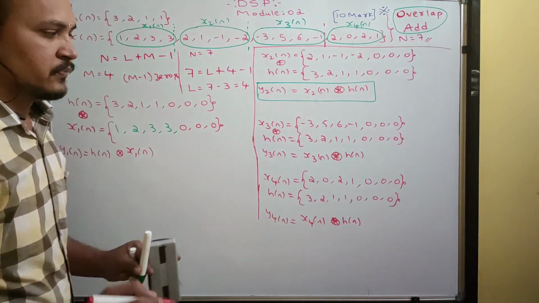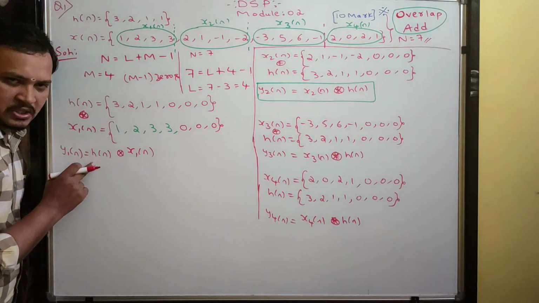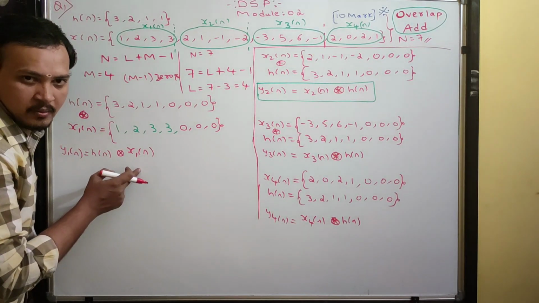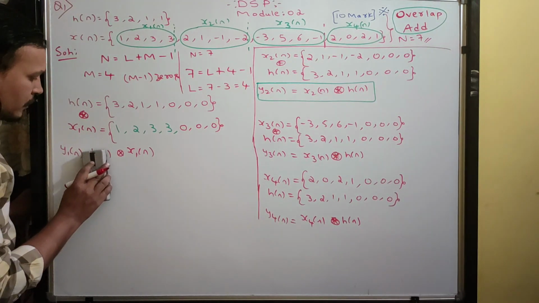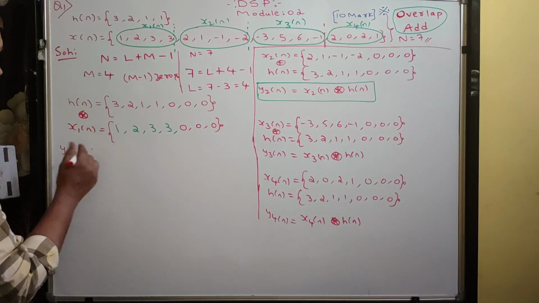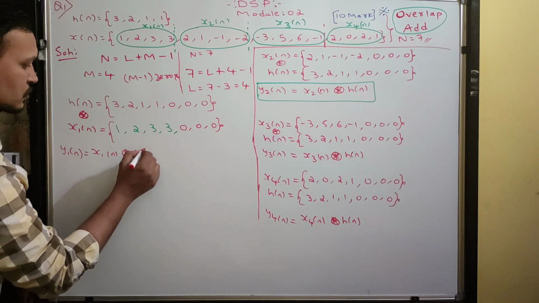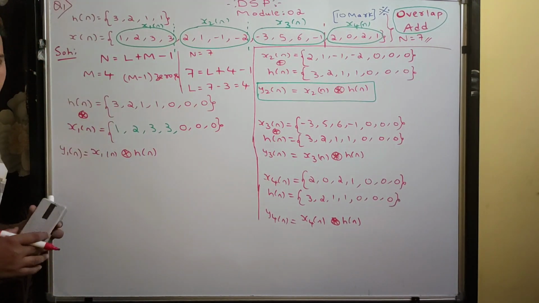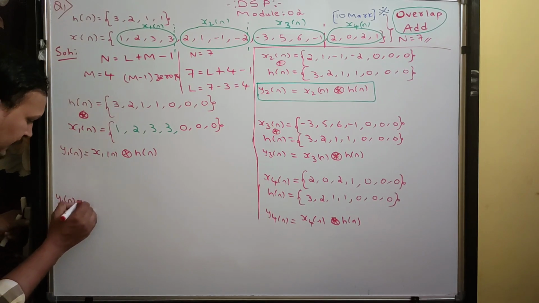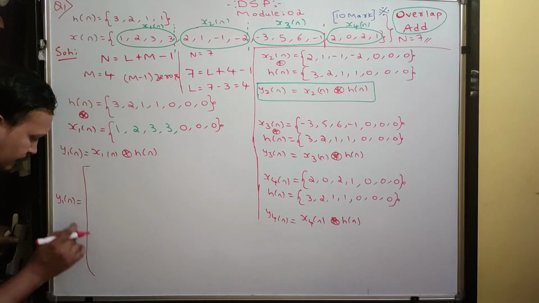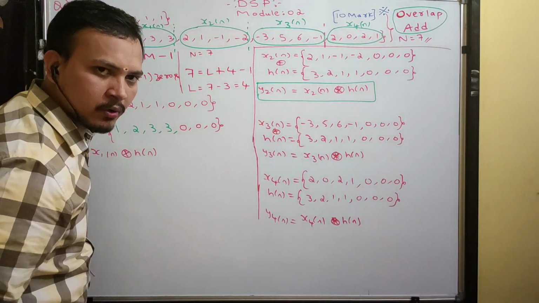Now I'm going to teach. Whether x1 of n convolution h of n or h of n convolution x1 of n, both are the same because circular convolution is commutative. So I'm going to write x1 of n circular convolution h of n. Then how to find this output? This I will do neatly. The same process you should do for y2 of n, y3 of n, y4 of n.